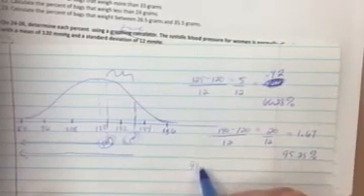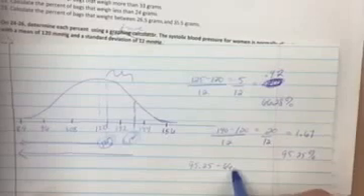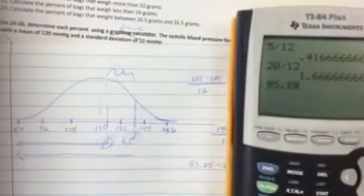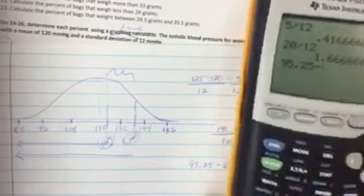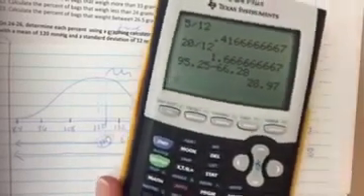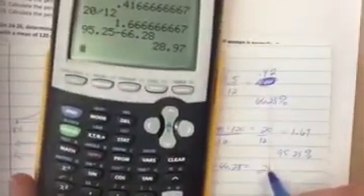So if we subtract those two, then we get 28.97. So 28.97% fall between these two. That's kind of what's left in there. So 28.97% fall right in this area. All right, so you do the rest, 22, 23, 25, and 26.